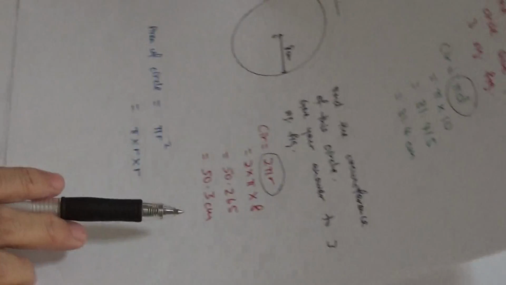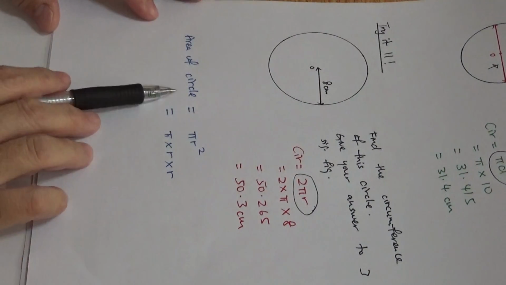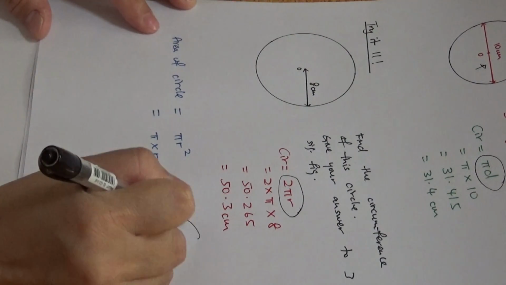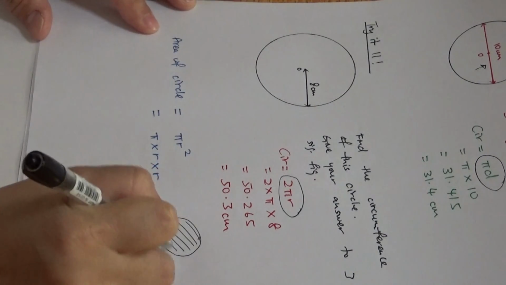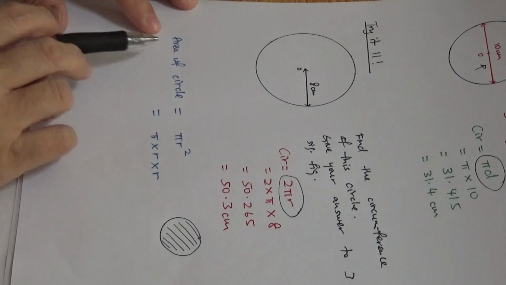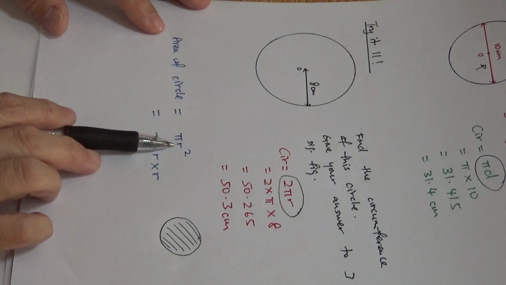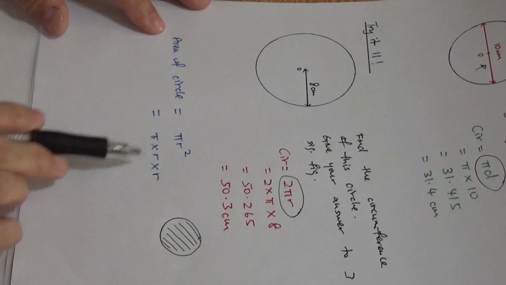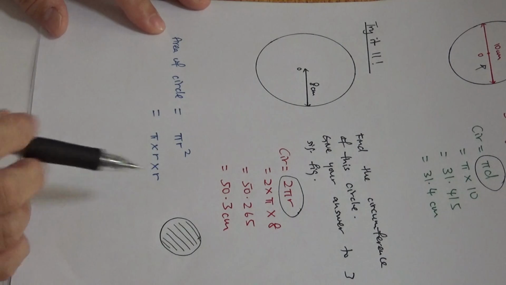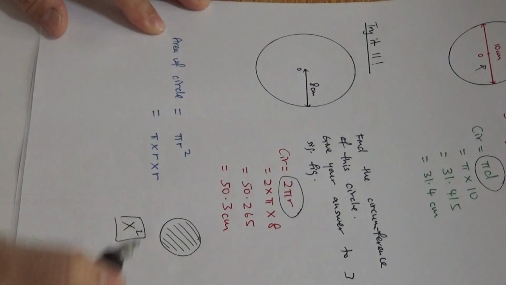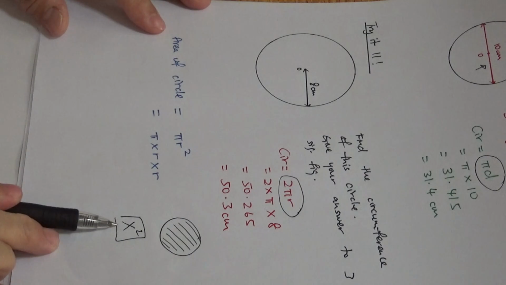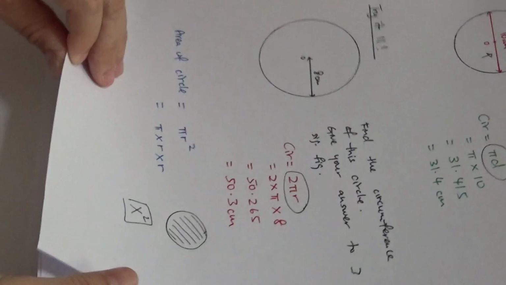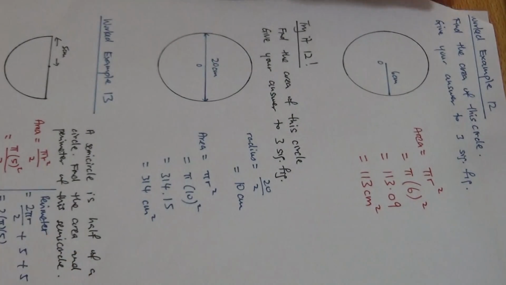Now next we go on to the area of a circle. What do you mean by area of a circle? If you have a circle, the space here is called the area of the circle. An area of a circle is given by pi r squared. Now, r squared means r times r. You can find the function x squared on your calculator, and you can just press that particular function. Next let's move on to work example 12.